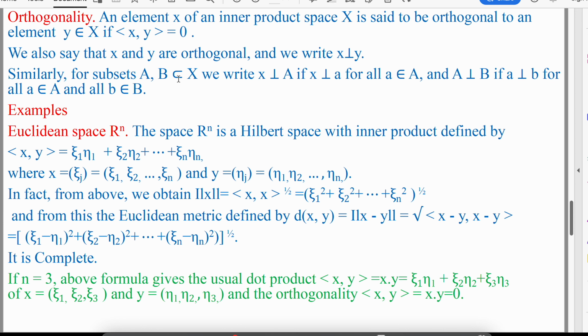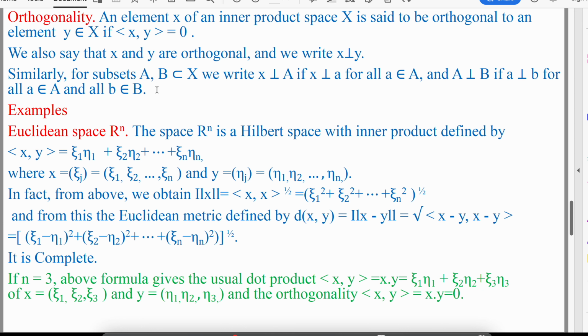Similarly, for sets A and B, which are subsets of X, we write x is orthogonal to A if x is orthogonal to a for all a belonging to A, meaning for all the elements of the set A. And two sets are said to be orthogonal if each element is orthogonal, meaning a is orthogonal to b for all a belonging to A and all b belonging to B. Now we will discuss some examples of Hilbert space.